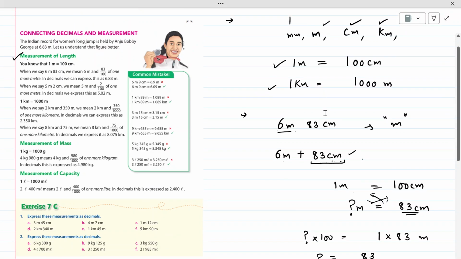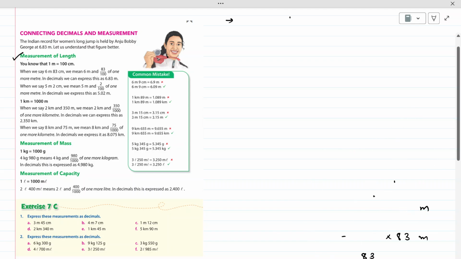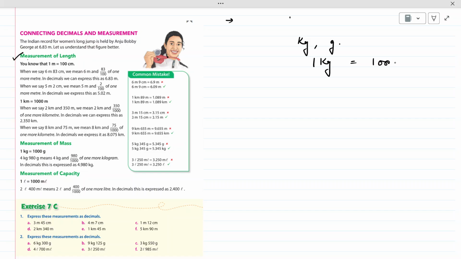Similarly, if kilometers are given to you, we can convert them into meters and vice versa. Similarly, we have other units of measurement also. Like we have understood how to convert for the measurement of length using meters, we have a similar method for the conversion of mass and capacity also. We know that to measure mass, we use two units. We use kilograms or grams, and their relationship is 1 kg, that is 1 kilogram, is equivalent to 1000 grams.